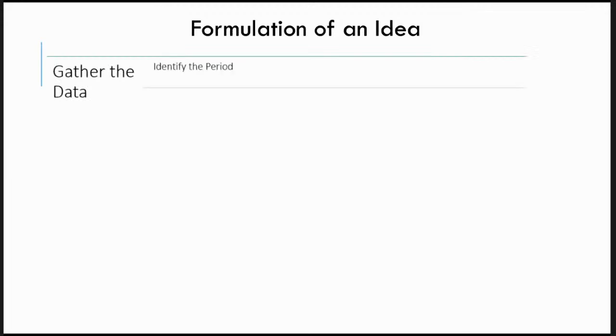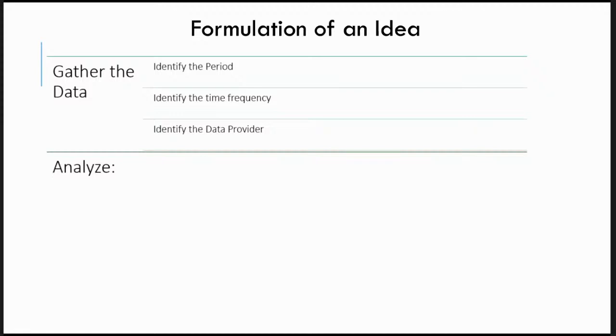And gathering of the data covers a few more things, like identifying the period which you want to use to formulate the idea. What will be the time frequency of the idea? Let us say it could be 1 minute, 5 minutes, 1 hour, one day, something like that. Next comes the identification of the data provider, meaning from where you want to fetch the data. This is very important.